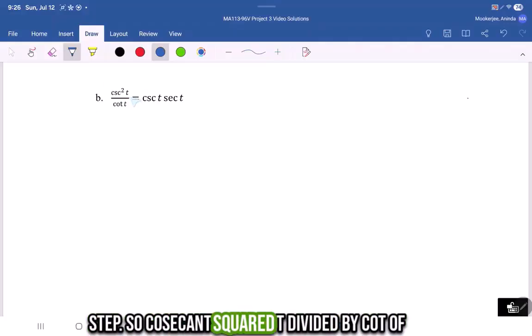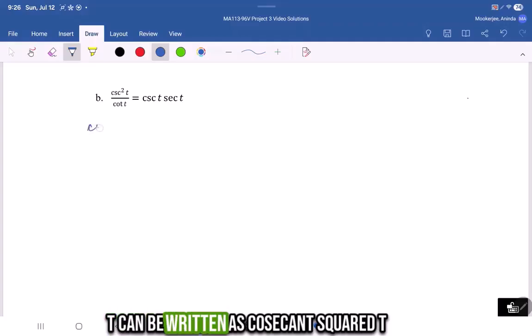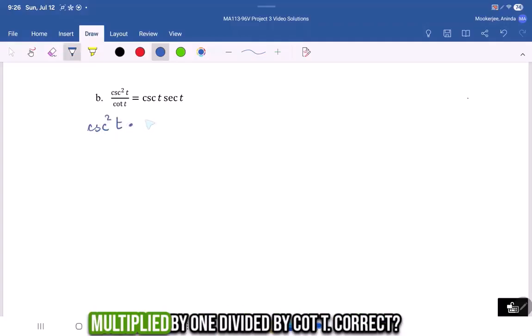So cosecant squared t divided by cot of t can be written as cosecant squared t multiplied by 1 divided by cot t, correct?